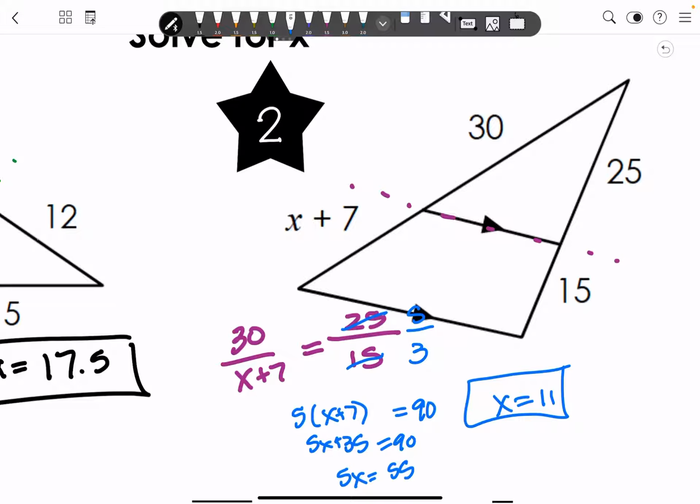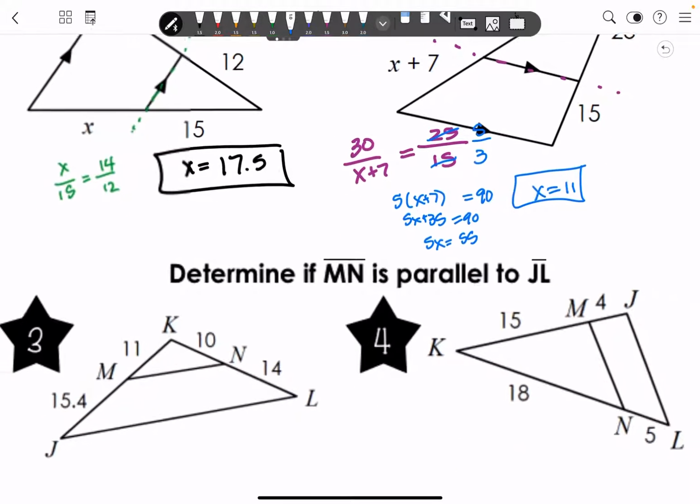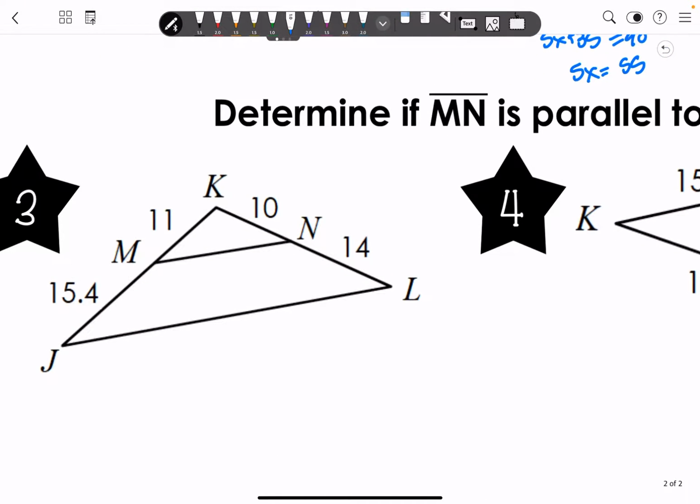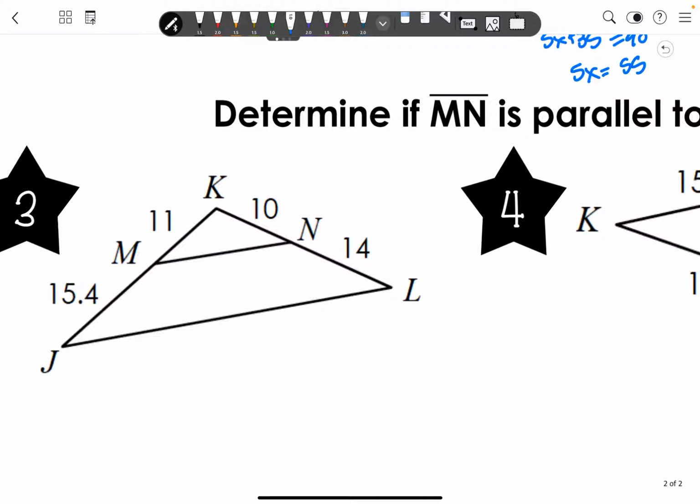Now remember, this is just a theorem. You can also apply its converse by figuring out, hey, are these two lines parallel? So is MN parallel to JL? To figure this out, we are going to assume that MN and JL are parallel.